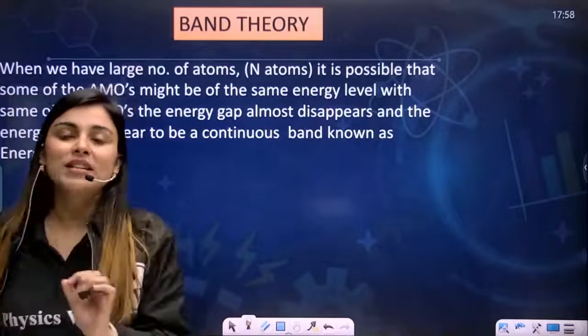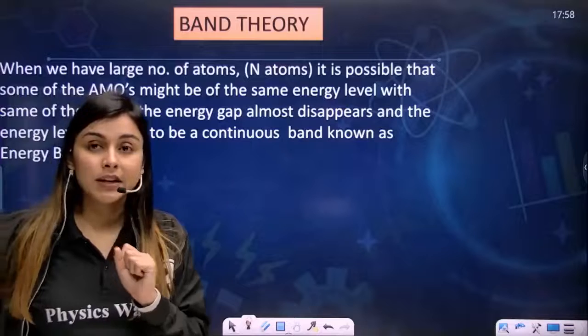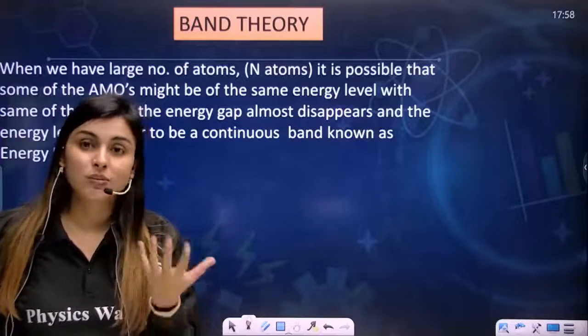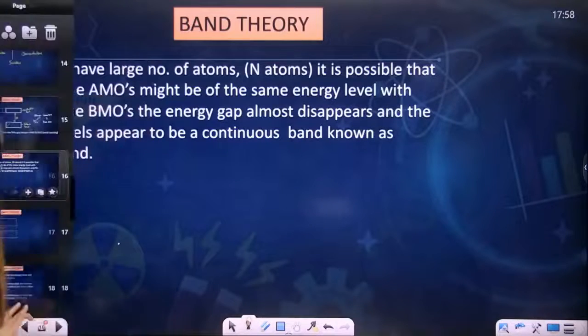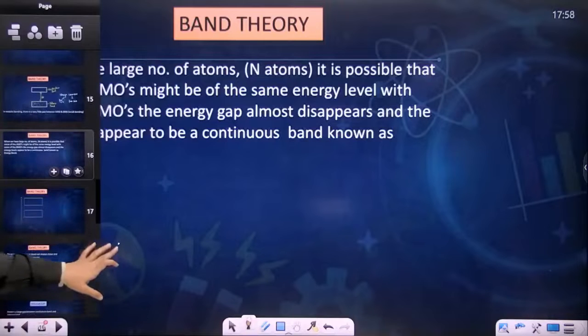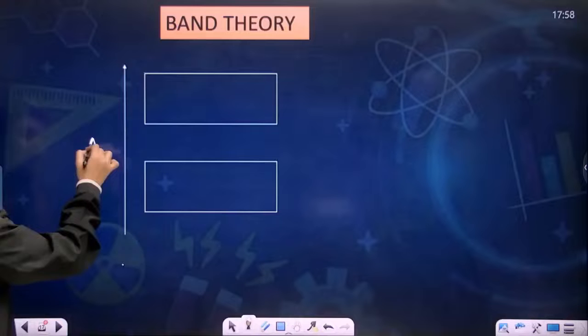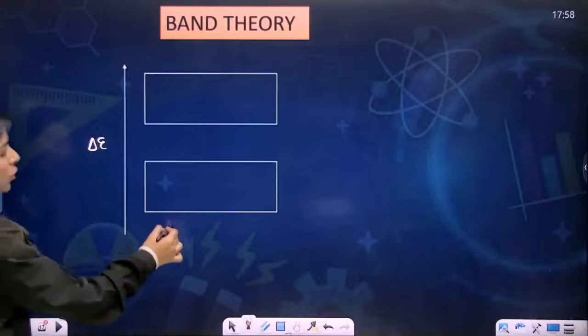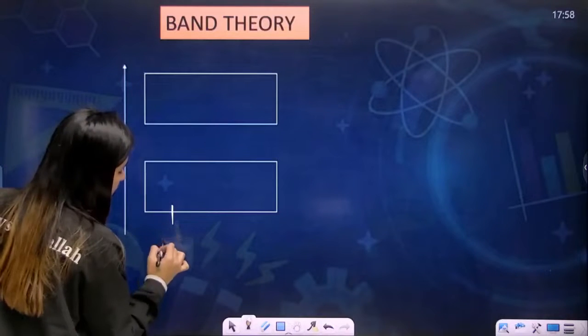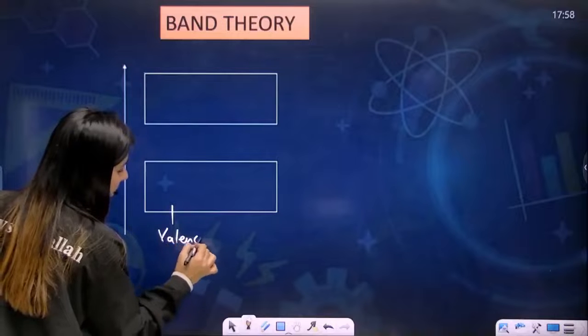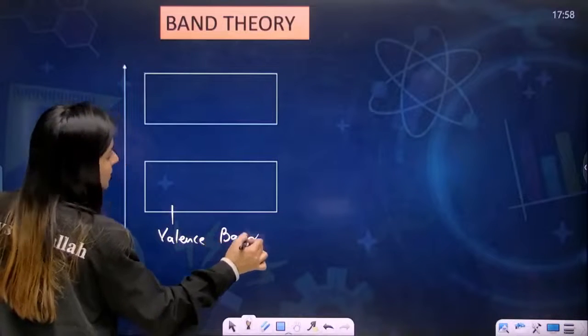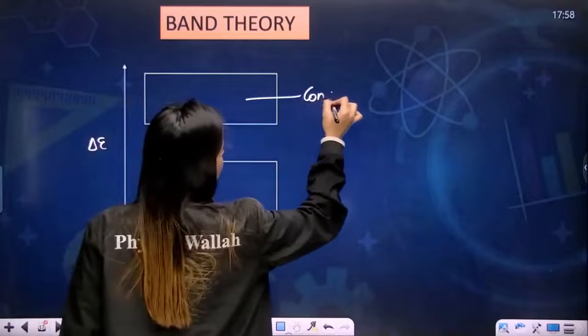Now I'll make you understand why this theory is written. This is written for the good conductors. So one by one we'll write the good conductor part. This is how the energy increases. This would be your valence band, and this is your conduction band.